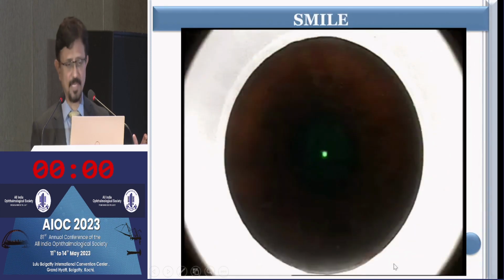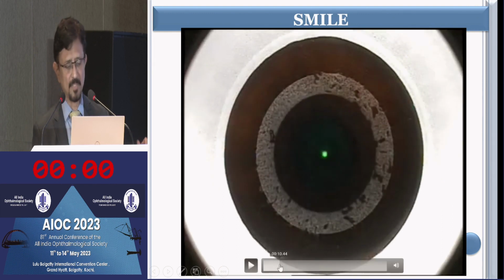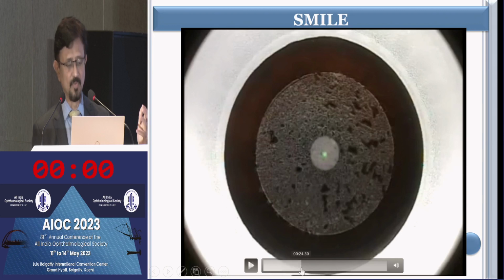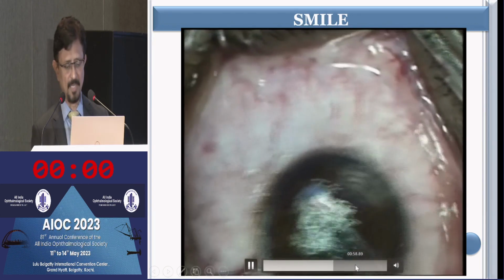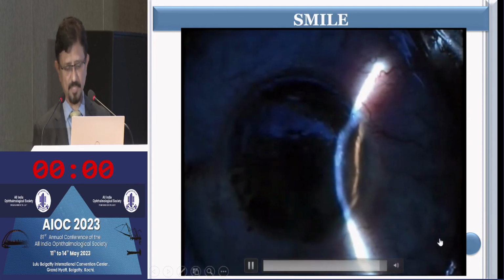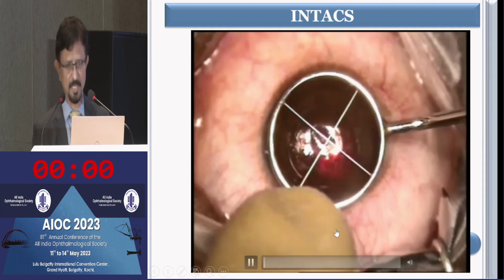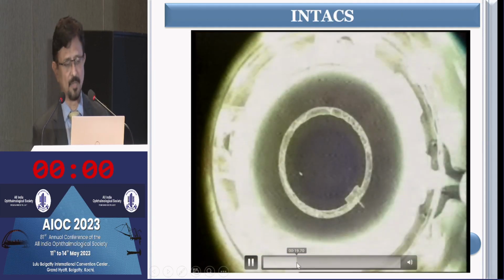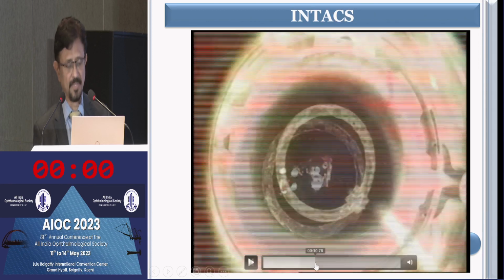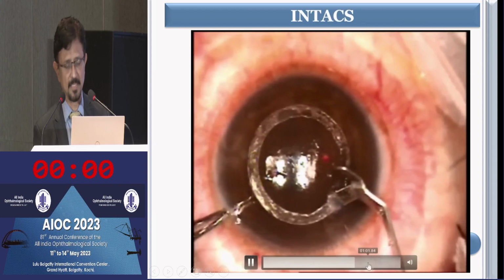And then, of course, came SMILE, which is gaining fast popularity, wherein instead of ablating the stroma, we just remove a lenticule, the stromal lenticule, by dissection, and it's all a femtosecond procedure. And of course, the intracorneal ring segment, which was first approved by the FDA for low myopia, causes an arc shortening effect. We create a track for this ring segment, and then we place it in position.